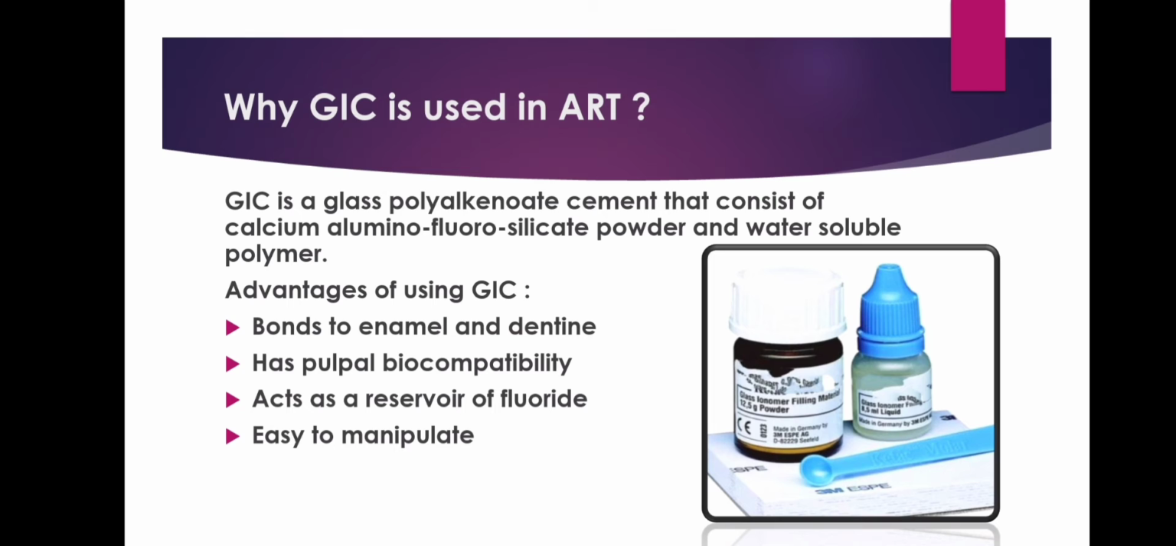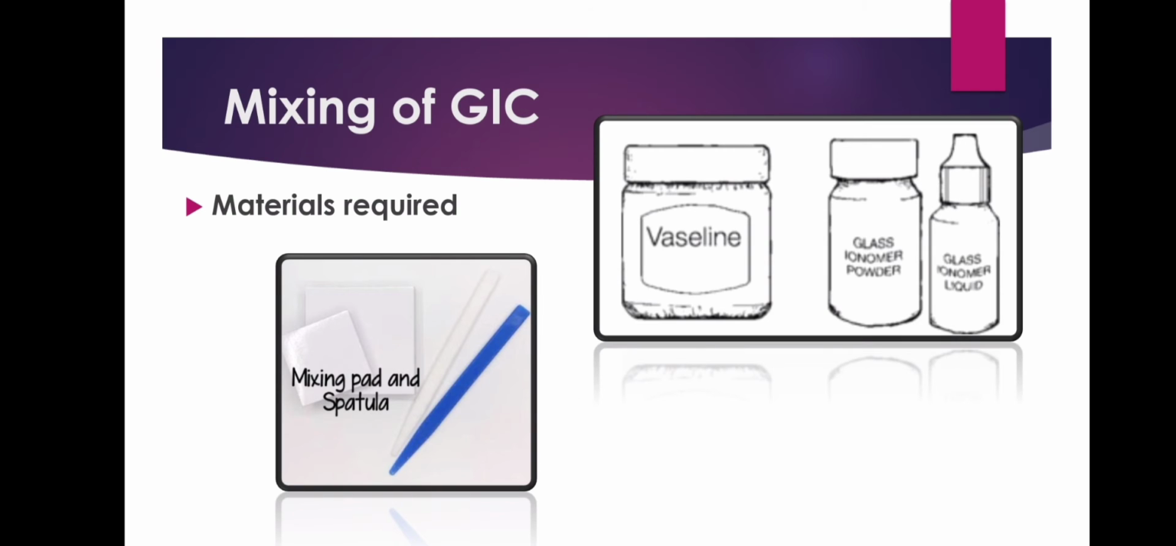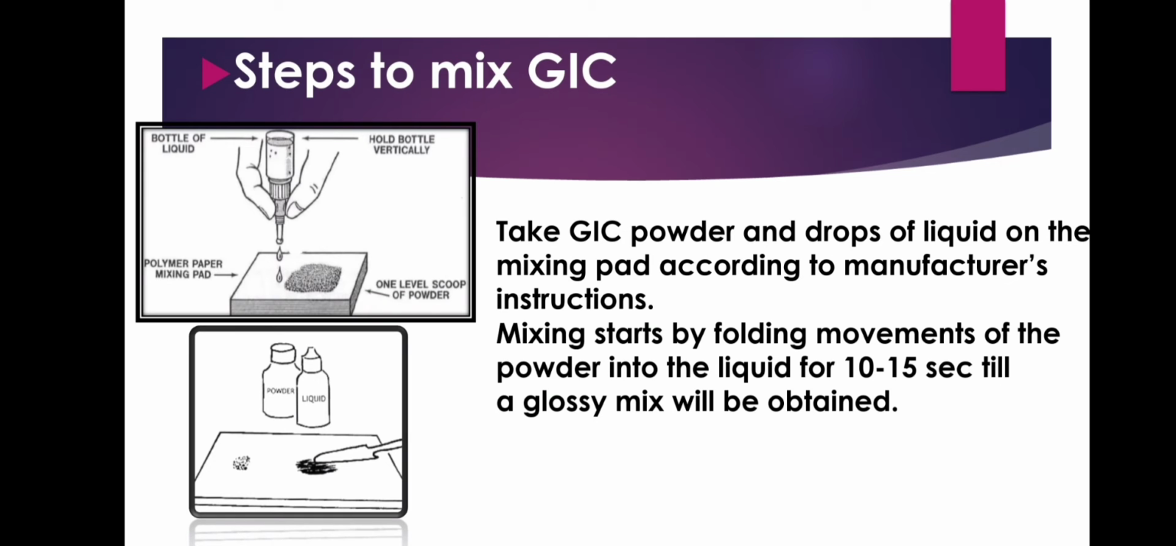Role of GIC in ART. Glass ionomer cement, abbreviated as GIC, is a glass polyalkanoate cement. GIC bonds to enamel and dentine chemically. It is biocompatible, non-irritant, and also acts as a reservoir for fluoride. GIC is easy to manipulate as well. GIC comes in powder and liquid form. It is mixed over a mixing pad using a plastic spatula. While mixing GIC, powder is taken on the mixing pad along with drops of liquid and mixed in increments for the next 15 seconds. A glossy mix is obtained in the end.